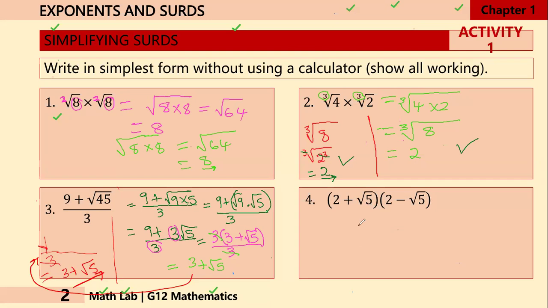All right, so now we are coming to number 4. Number 4 is a difference of 2 squares. How do we know that it's a difference of 2 squares? Because this number here is the same as this one, and this one is the same, and then we've got plus and minus there. So with a difference of 2 squares, you know what we do? We multiply this with this, this with that, and then this one with this, and this one with that. Then we proceed. That's how we solve the difference of 2 squares.